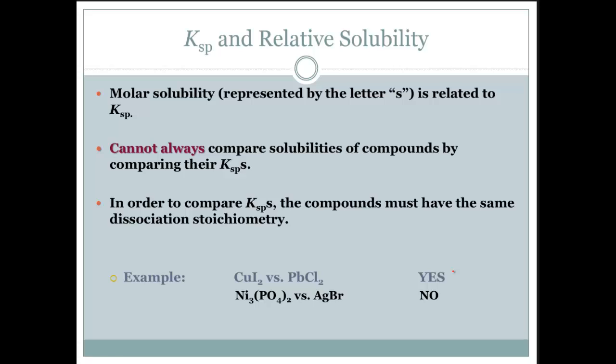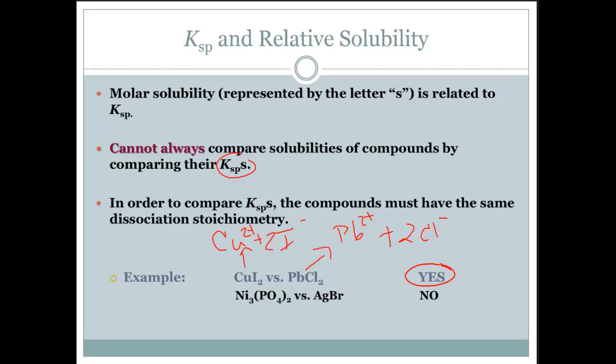You cannot always compare solubilities of compounds by comparing their KSPs. In order to compare KSPs, the compounds must have the same dissociation stoichiometry. For instance, copper iodide versus lead chloride. Copper iodide breaks up into Cu2+ and 2 I minus. Lead chloride breaks down to Pb2+ and 2 chlorine minus. Because they break up the same, you can compare them.